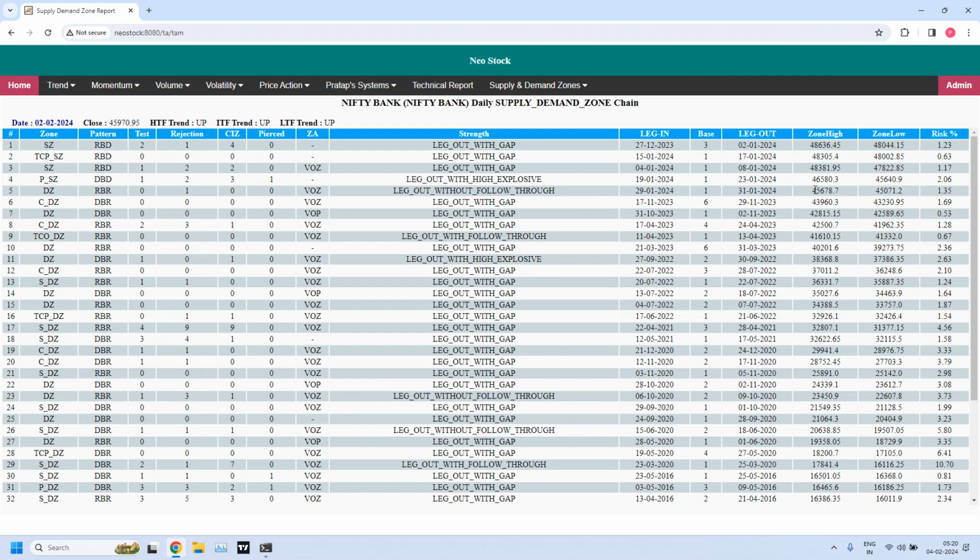So the levels are 45,678 to 45,070 is the zone area. And immediately next we have a pierced zone. On the top of that you have the actual zone. But a high liquidity zone is there at 48,305. This is the one. Probably this could be the resistance for Bank Nifty and this could be the support for Bank Nifty. What is the support level? 42,000 level. Probably prices may move between these two areas.